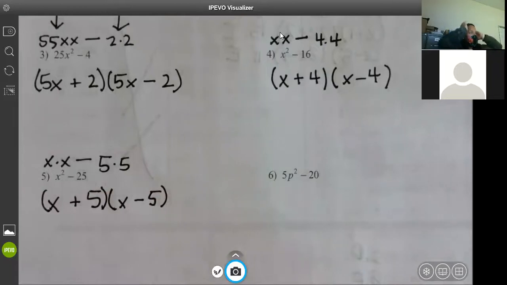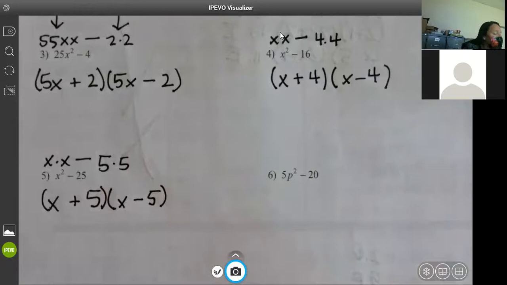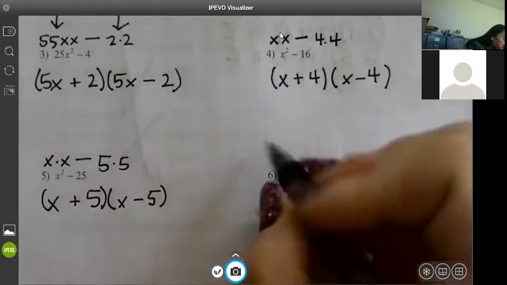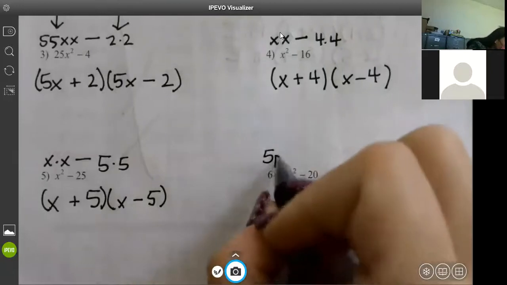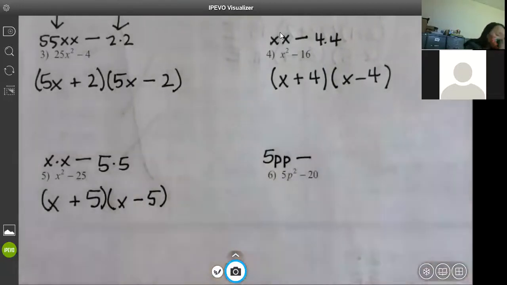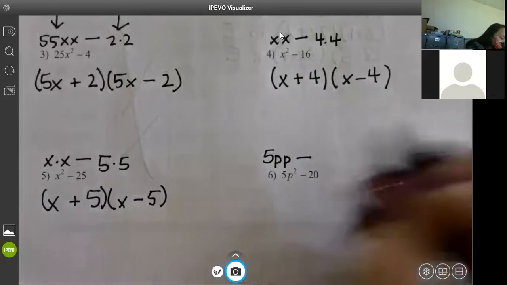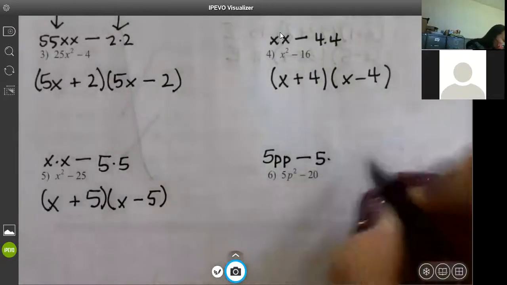All right, so if we look at the next one, we have 5p squared and 20. What are your factors of 5p squared? I'm struggling today, y'all, sorry. I don't have to put the 1, right? So just 5 and 2 p's. And then we have a minus. And what are your factors of 20? 4 and 5. So I'm going to take out the 5. What are your factors of 4?